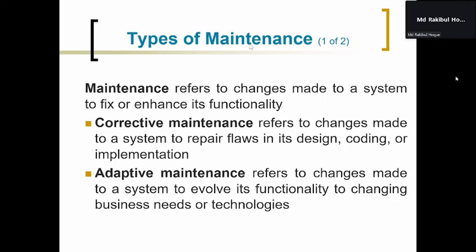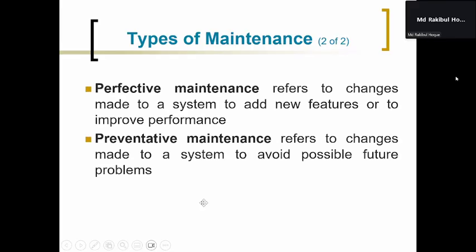In maintenance, you can also go for adaptive maintenance. Adaptive means changes made to a system to evolve its functionality through changing business needs or technology. If a technological change has come, you would like to upgrade your system to adopt the new technology. Like you would like to introduce AI, artificial intelligence, for fraud detection in a banking system. You can go for adaptive. Actually, your system is ready, but it is not ready for modern technology because the latest technology has come into the market. So you need to think about this.